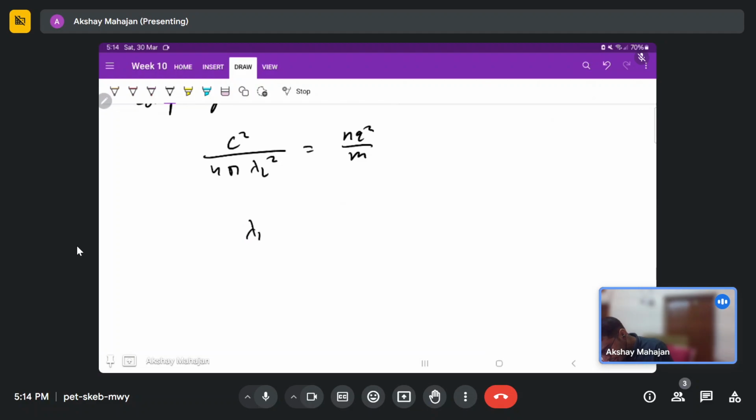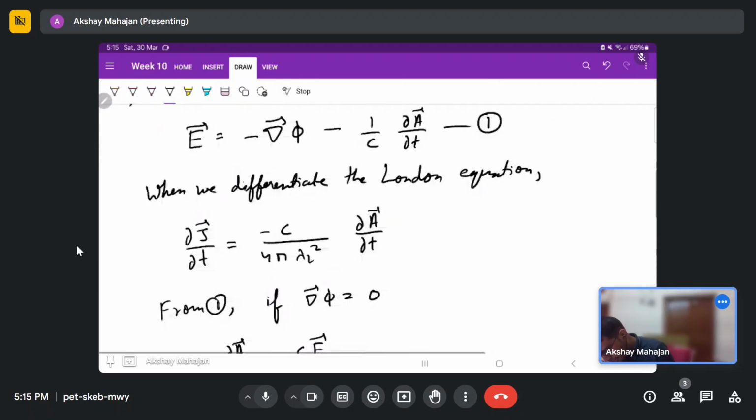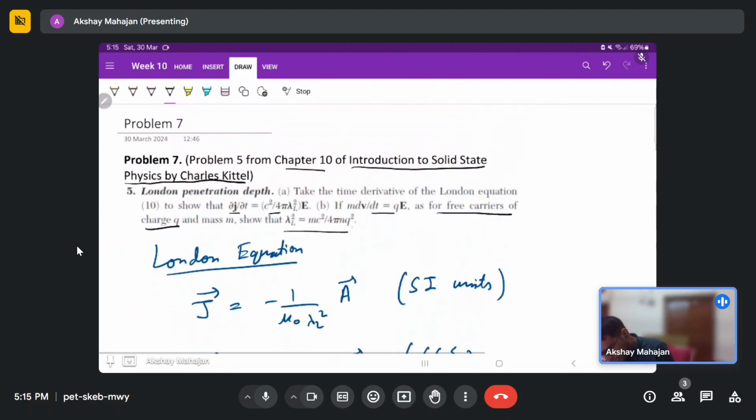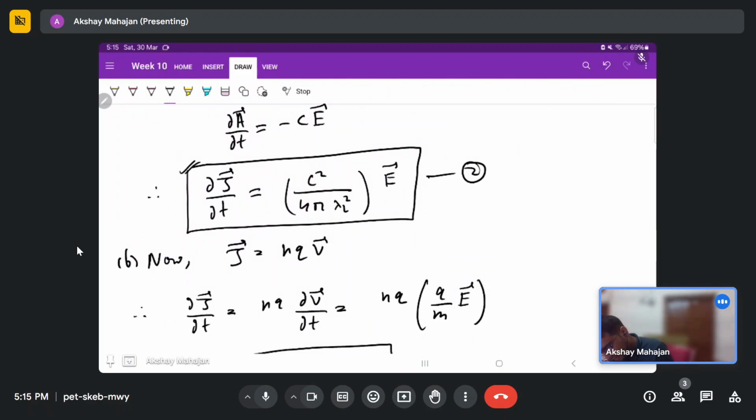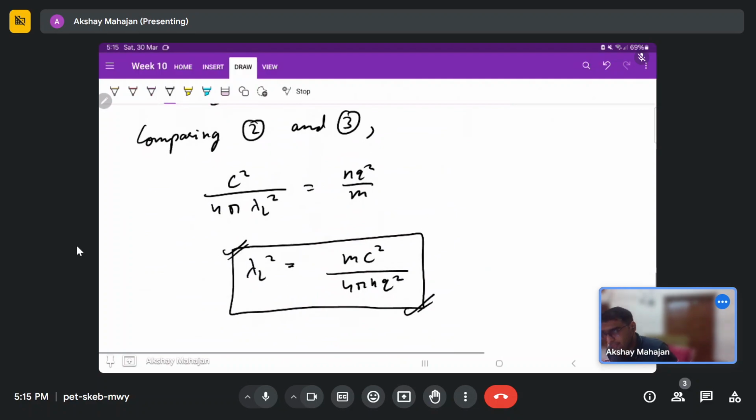So from here our lambda L square will be equal to m c square upon 4 pi n q square. Okay, and this is what we have to prove: lambda L square is m c square upon 4 pi n q square. Okay, this is what we have to prove. This was part A, and this is our part B.